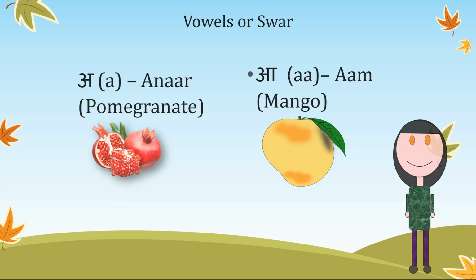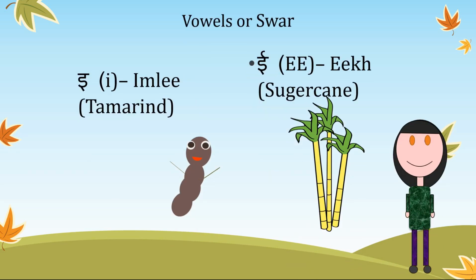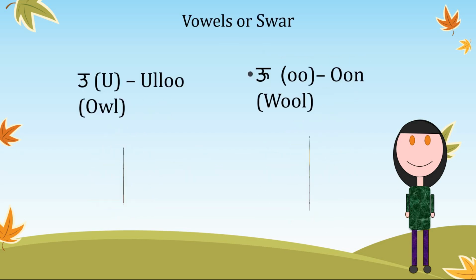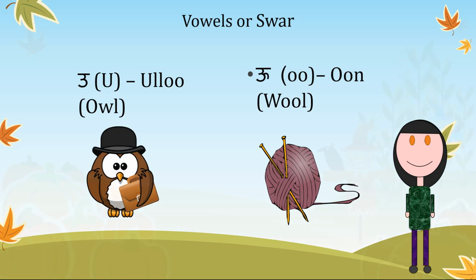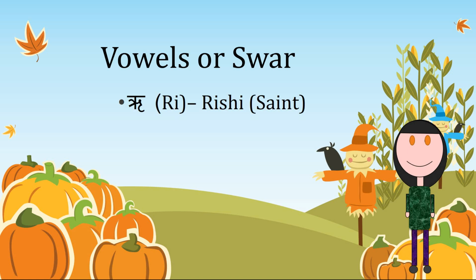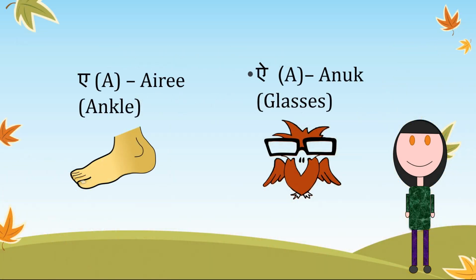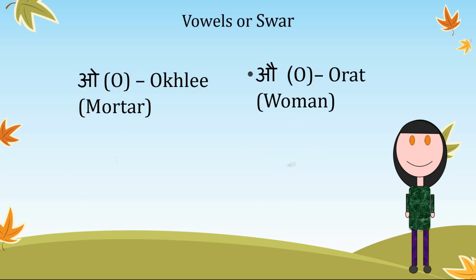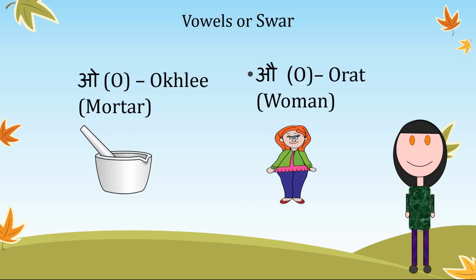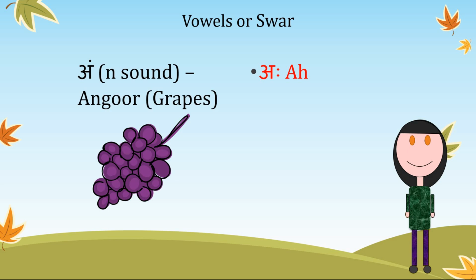Anar, A, arm. E, Emily, E, ek. U, ulu, U, un. Ri, Rishi, saint. A, eri, A, anak. O, Oakley, O, aurat. Ang, angur, and Aha is the last one. Voila, and we are all done, guys.